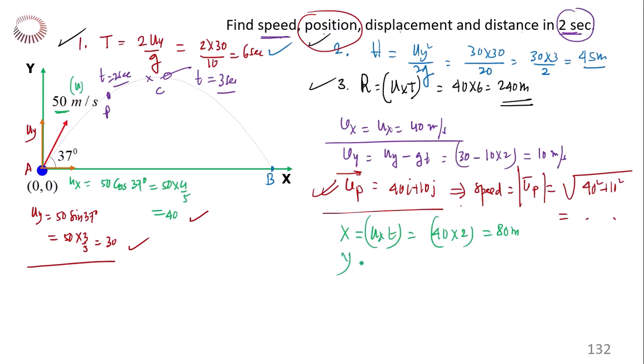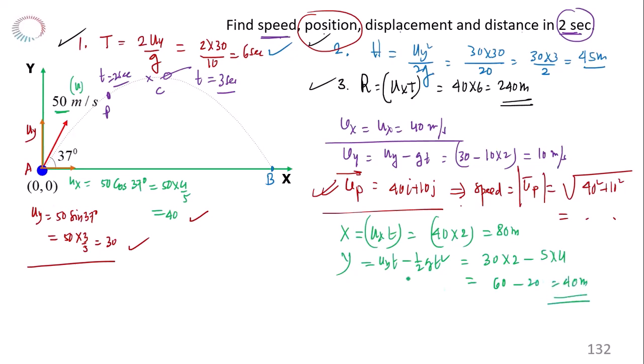And for y, what is the equation? That is Uy into t minus half g t squared, because the particle is performing vertical motion along the y direction. So for vertical motion, Uy t minus half g t squared. Uy is 30 into t, which is 2 seconds, minus g by 2, which means 5, into t squared, which means 4. So 60 minus 20, that is 40 meters.